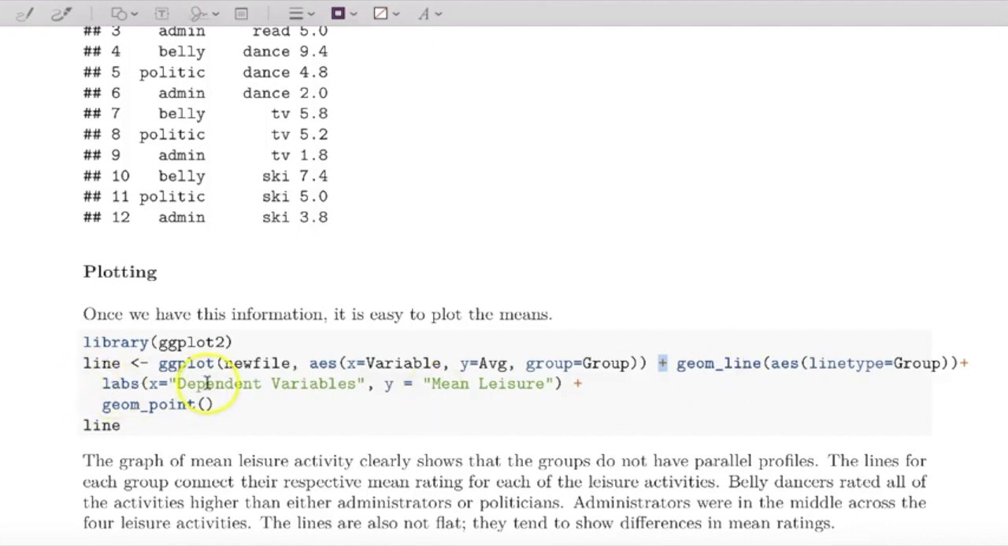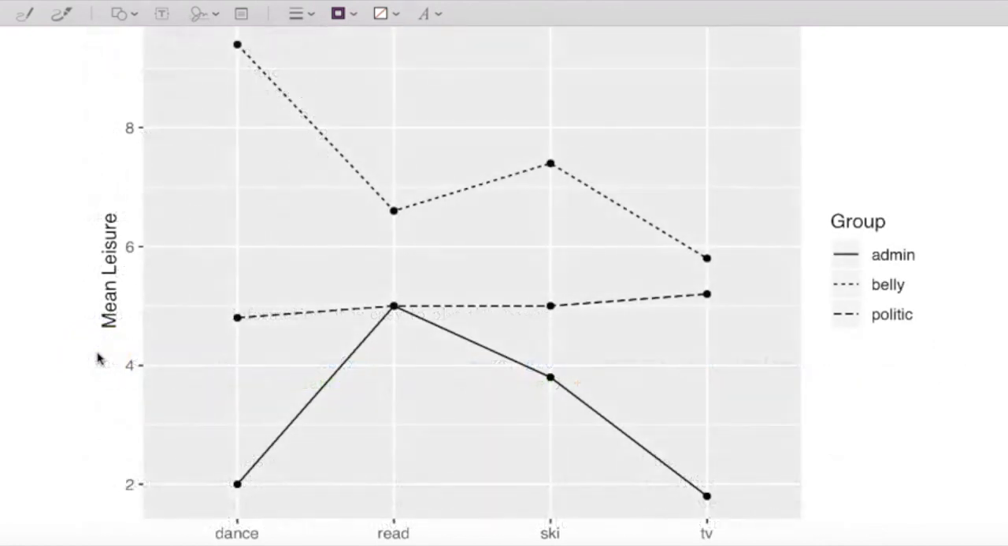And then the labs is just to add the labels to it. So on the X, I want dependent variables. And then on the Y, I want mean of leisure. And actually, I should have said grand mean there. And then geom_point is just to add that little point in our data set. I store everything into a variable called line, and then I call for that variable. Because if I store it in there and I never call for it, it's just going to be somewhere in R hidden, and I'm not going to be able to see it. So this is what my graph data would look like.